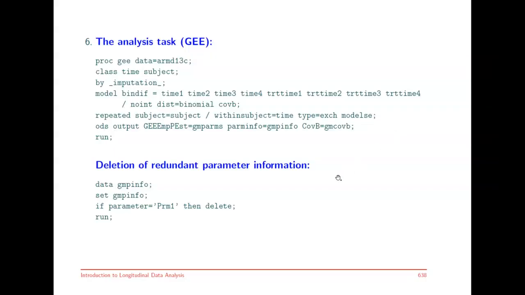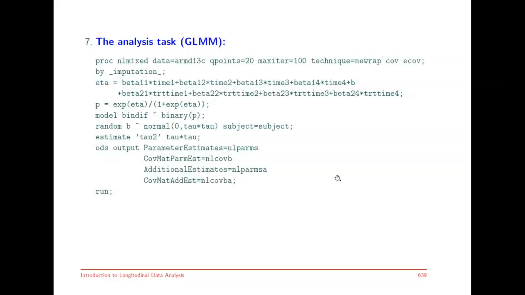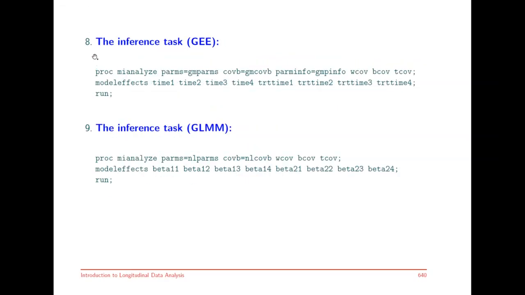And with the ODS statement, I make certain that the output that is relevant, so parameter estimates and variance covariance matrices, are preserved. Same story for GLMM with PROC NLMIXED. And for those of you who want to use PROC GLIMMIX, perfectly fine as well. And then I do the inference task. Again, relatively easy to use.